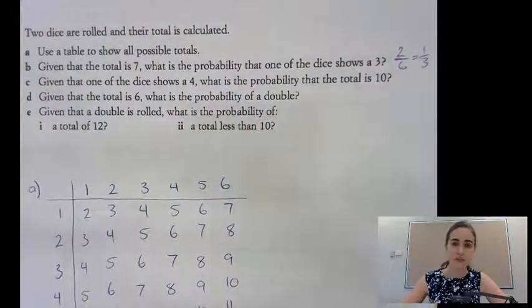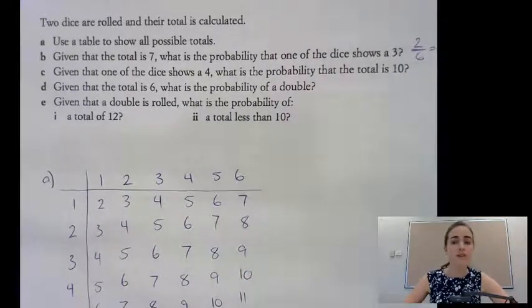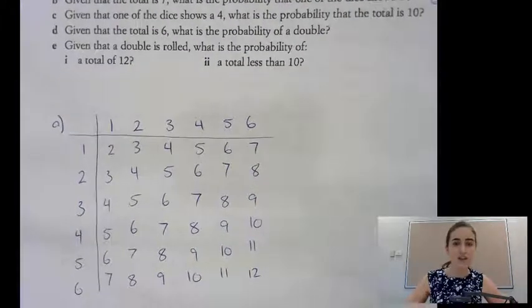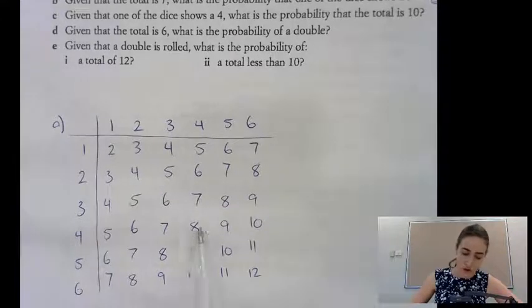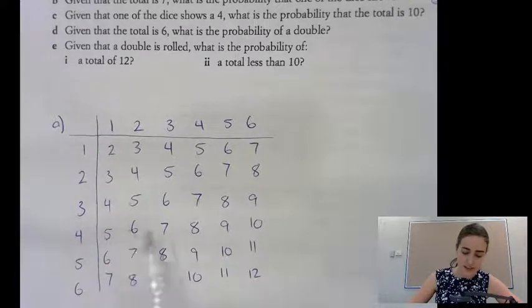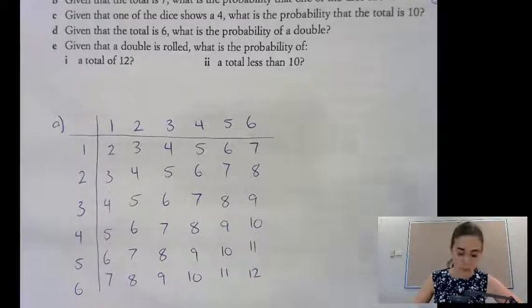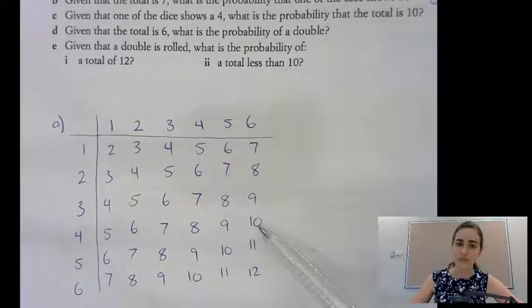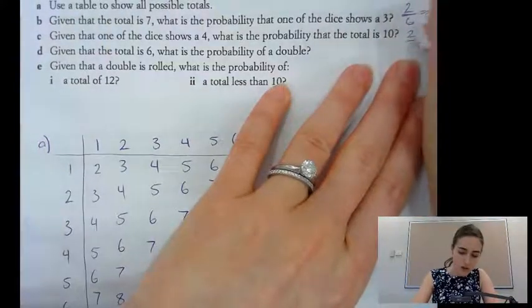All right, question C. Given that one of the dice shows a 4, what is the probability that the total is 10? So given that one of the dice shows a 4, we want this column and this row, but this one we don't want to count twice because we just counted it when we went down. So there would be 1, 2, 3, 4, 5, 6, 7, 8, 9, 10, 11 possible outcomes. And we want the probability that the total is 10. So there's 2 of those. There's 1 here and there's 1 here. So the probability that it's going to give a total of 10 would be 2 out of 11.